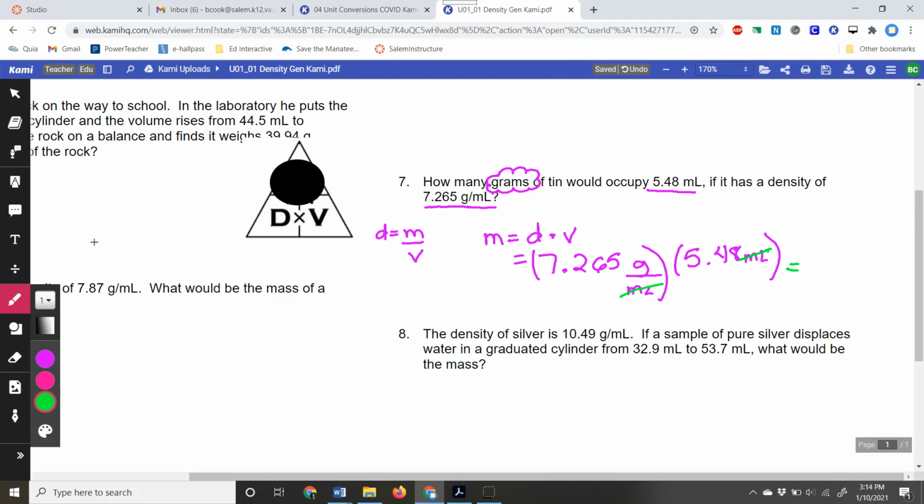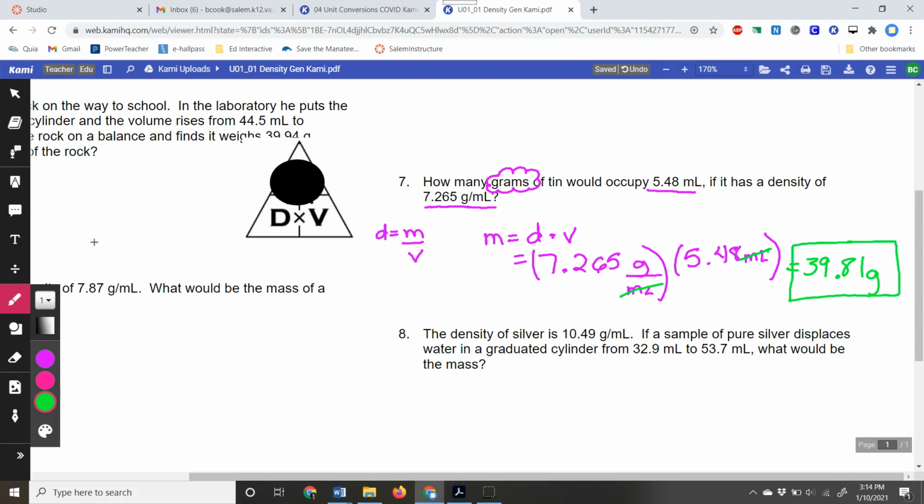So grab your calculator. We're going to do 7.265 times 5.48 equals, now we're going to have 39 point, I'm going to round to 2 decimal places for the purposes of this exercise, and I'm going to have the unit be grams because grams is the only unit that didn't cancel out, and that makes sense since I was solving for mass, and mass is measured in grams.